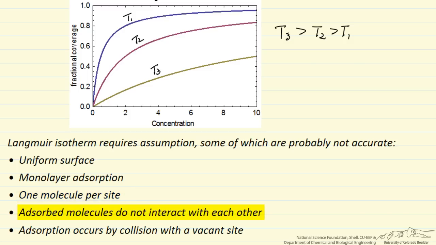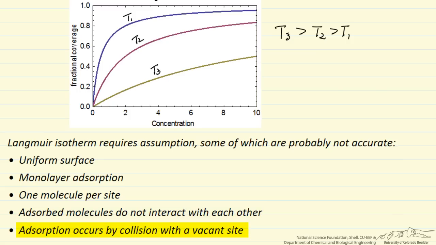Also assumes the molecules don't interact as they get close together. For example, on a catalyst surface, adsorbing from the gas phase, you get much higher concentrations. Molecules are close together. Repulsive interactions can be important. It affects then how much adsorbs.